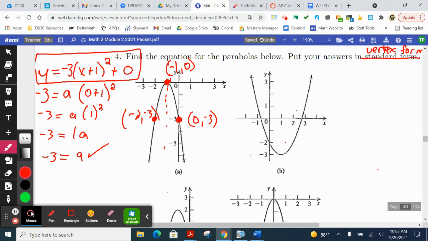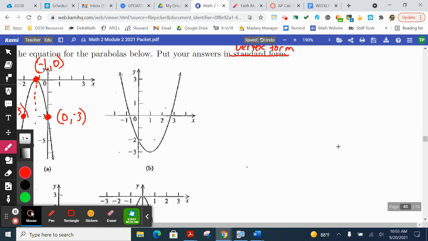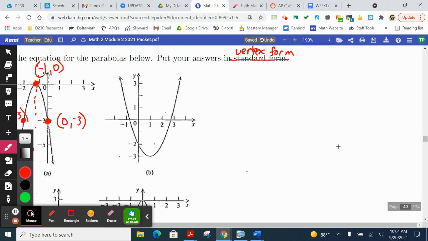All right, letter B. Do letter B. See if we can get through that one now. We'll do one more of these. It's the same exact problem we were doing the first three, except you need to come up with these points on your own.